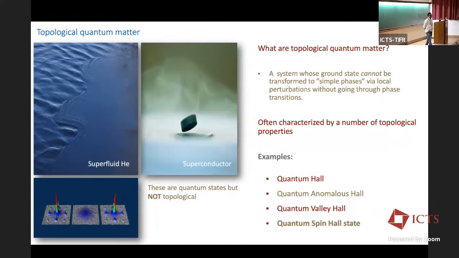So what are topological states of matter? Topological states of matter are states where I cannot go from one state of the system to another without breaking some kind of topology. Local perturbations cannot take me from one phase to another. And they are characterized by a number of topological properties. Examples are quantum Hall, quantum anomalous Hall, quantum spin Hall. Today I'll be talking about quantum Hall, which is probably the prototype of the topological phases of matter that we know about, characterized by the Chern number.